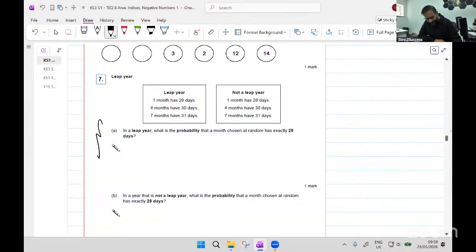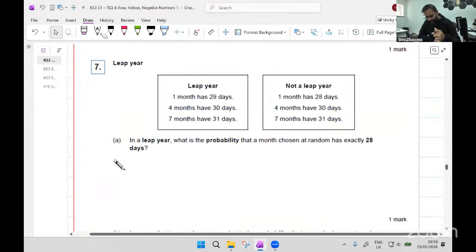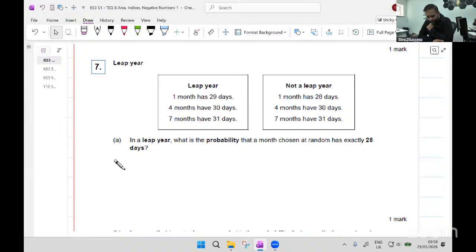Okay, let me read it. In a leap year, what is the probability that a month chosen at random has exactly 28 days? So there are 12 months to choose from and has exactly 28 days. I think that's zero because there are no months that have exactly 28 days in a leap year, because one has 29, four have 30, and that thing. So it's just zero for that one.